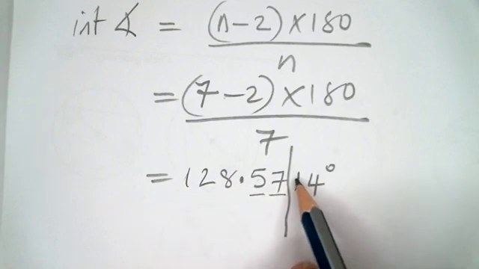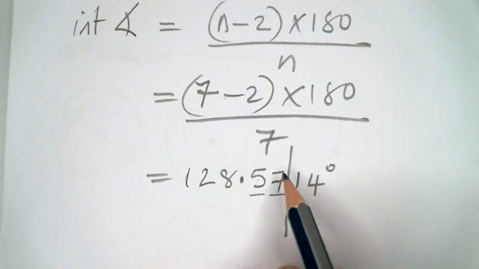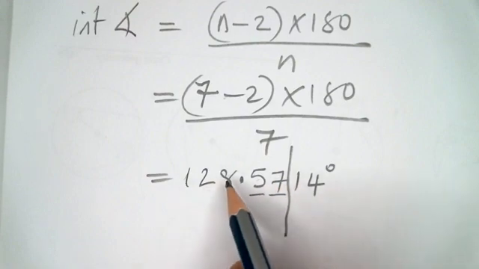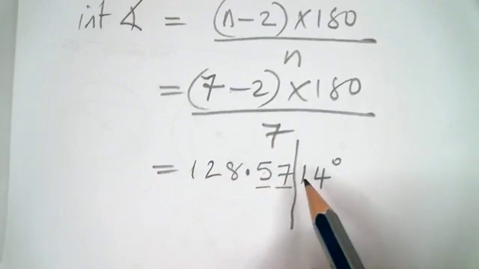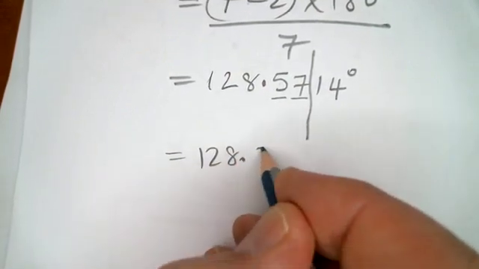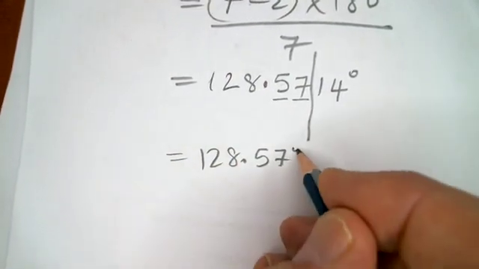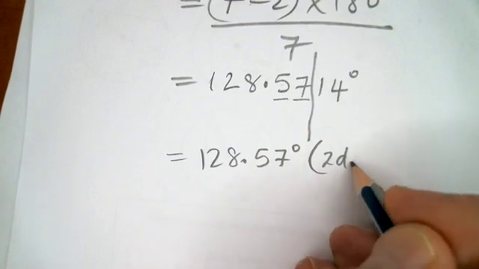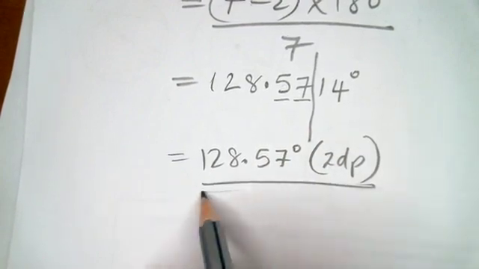If this was a 5 or more, like a 5 or 6 or 7 or something, then we would still cut it off here, but we would make the 7 1 bigger. So it would be, in this case, 128.58. So the answer is 128.57 degrees, and I can put here 2 dp. And there is my answer.